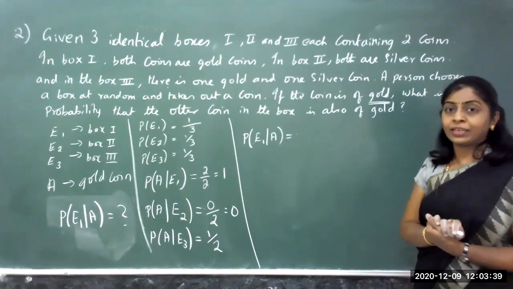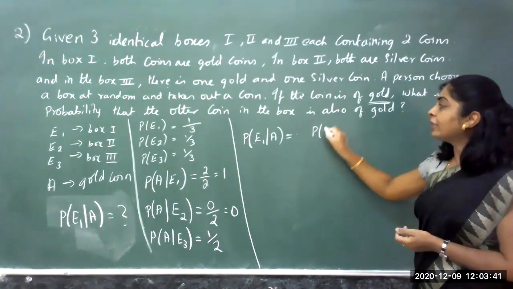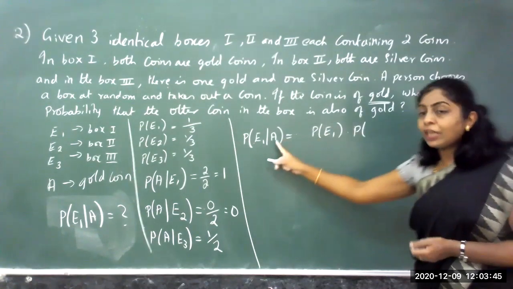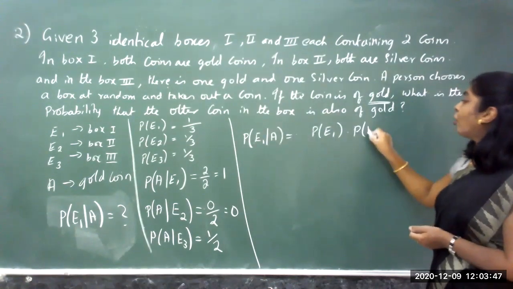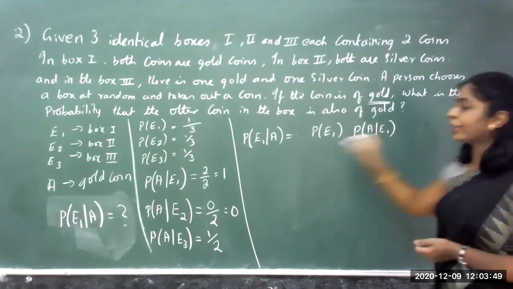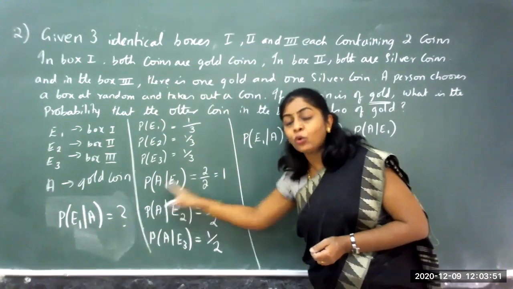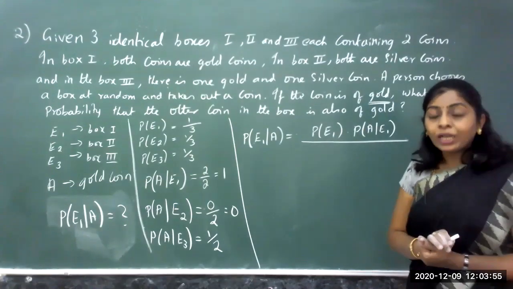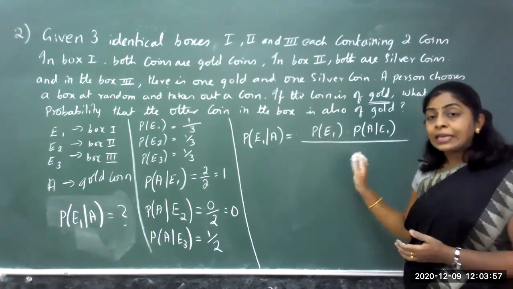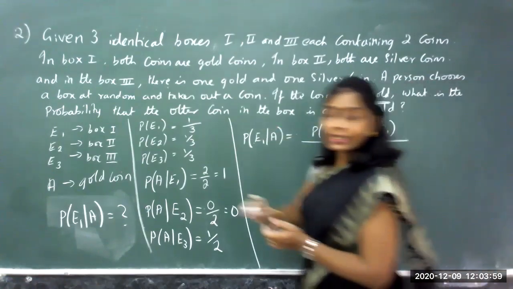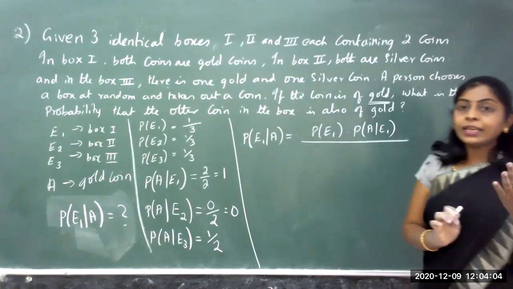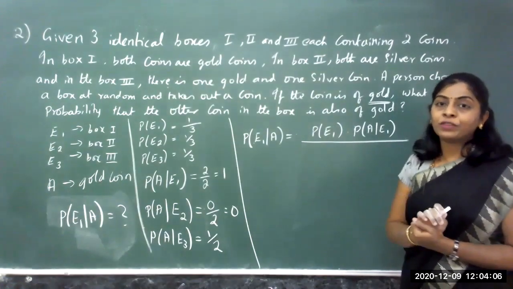Formula based on the theorem says: the probability of event E1 into the probability of getting a gold coin from box 1. That is already given in the data. Already found probability of choosing a gold coin from box 1, divided by the summation. When I take the summation in this case, there are three events E1, E2, E3, so it should be the sum of three terms.